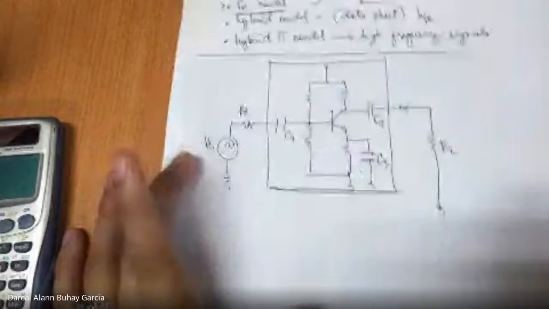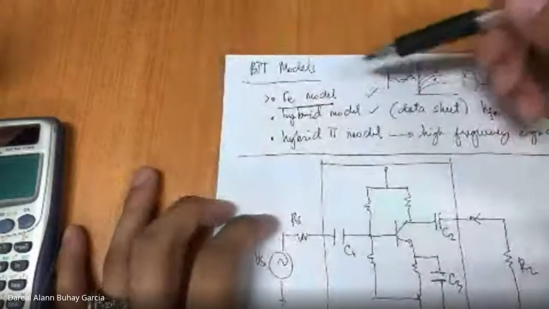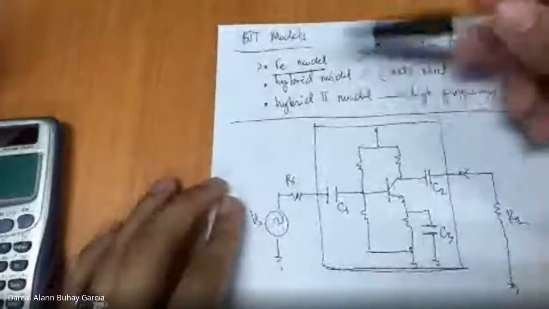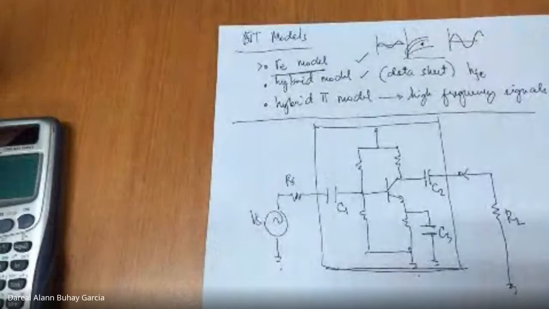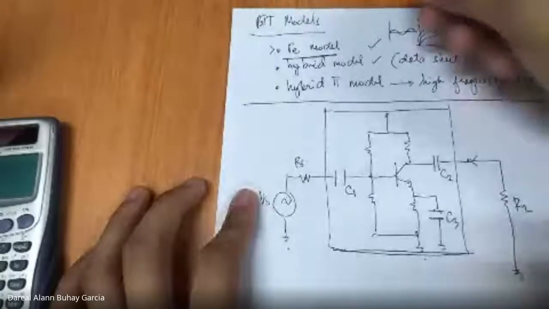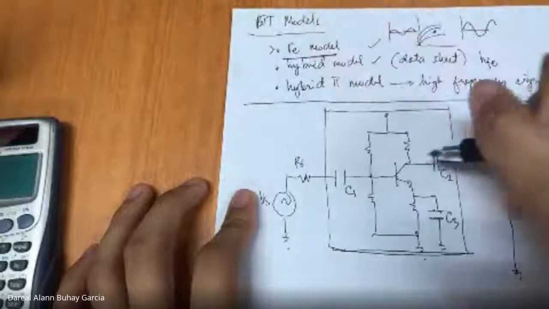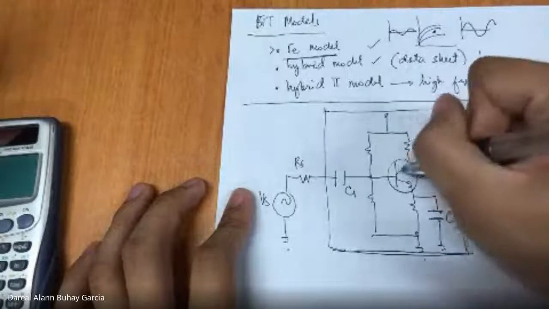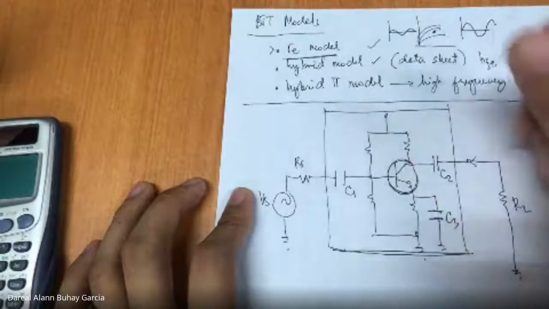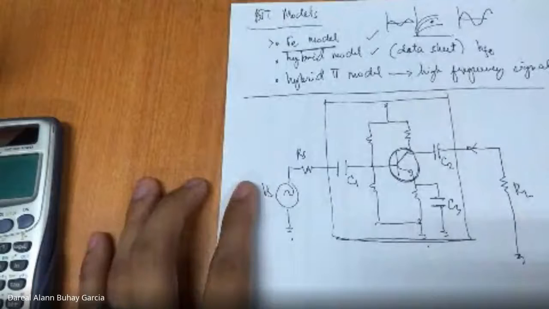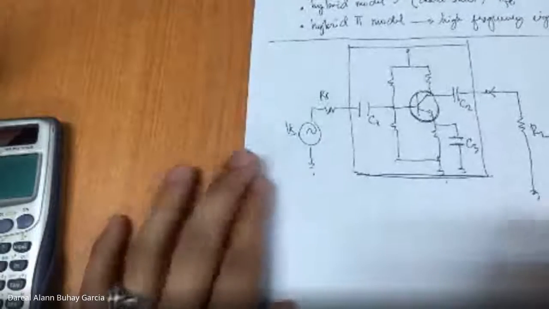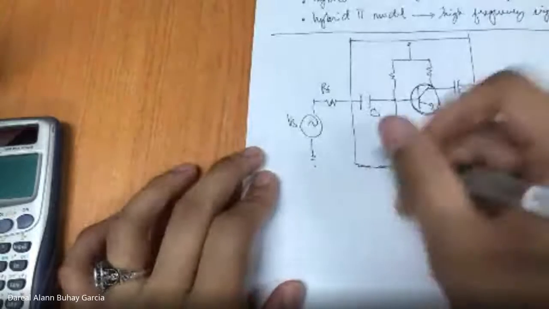Before we choose and use any model, whichever model we choose replaces only the transistor part. All the other circuit components remain. So before we replace it with a model, we have rules to follow.